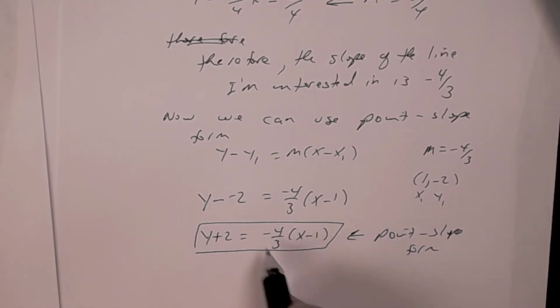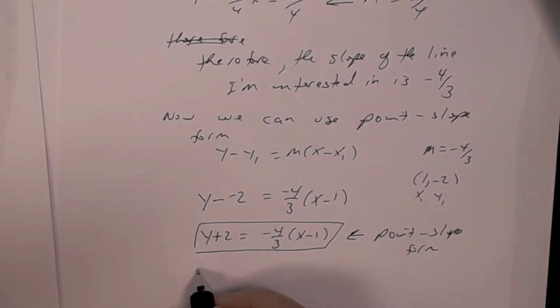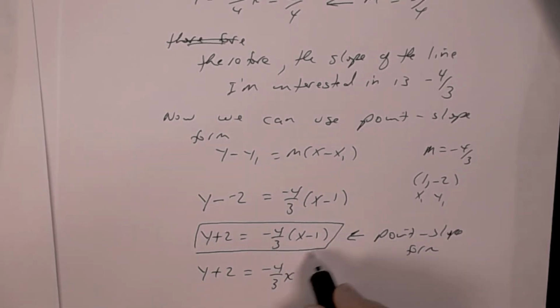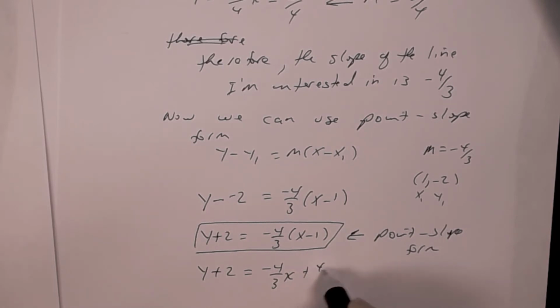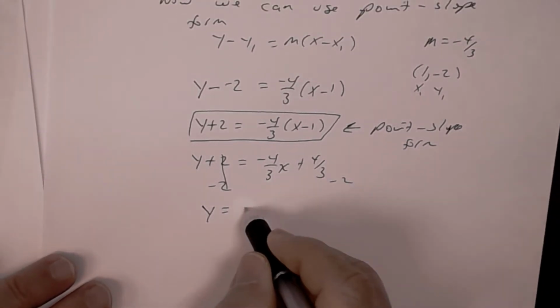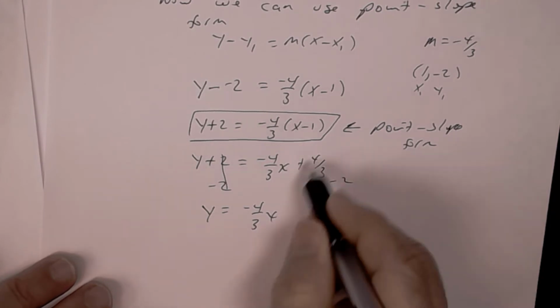So I'm going to go ahead and distribute the negative 4/3. So I get y plus 2 equals negative 4/3 times x is a negative 4/3 x. A negative 4/3 times a negative 1 is a positive 4/3. And then we're going to subtract 2 from both sides. And then just use your calculator at that point. Don't make it difficult on yourself. Use your calculator.